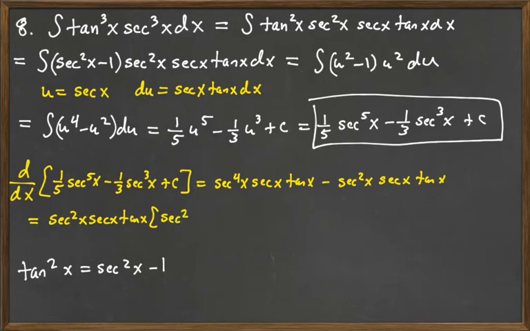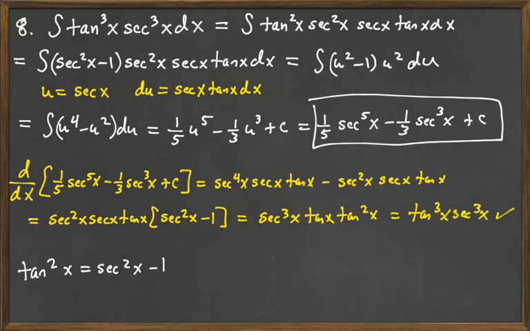Left over is a secant squared x minus 1. All right, so now we have secant cubed x tangent x, and secant squared minus 1 is tangent squared. And so we arrive at the original integrand of tangent cubed secant cubed. Okay, alrighty, two more to go.